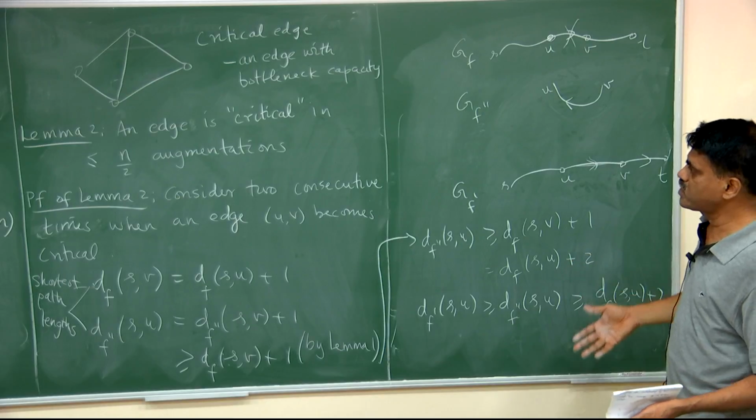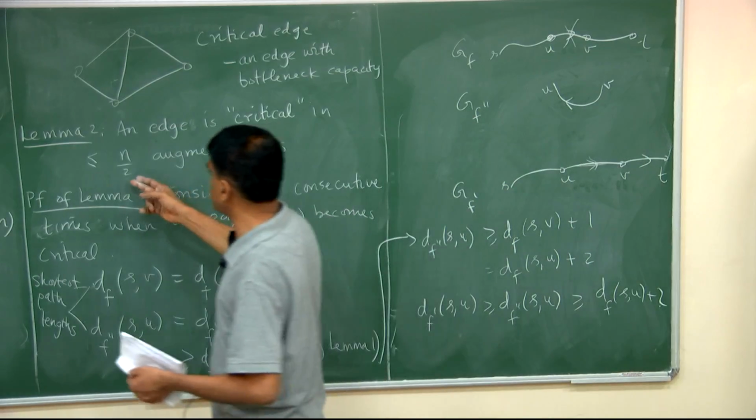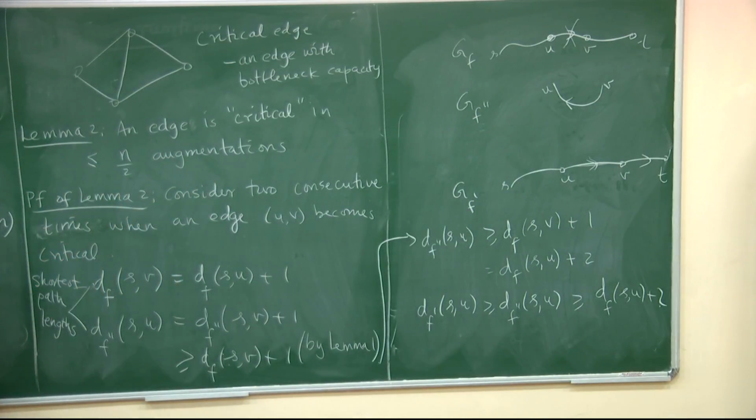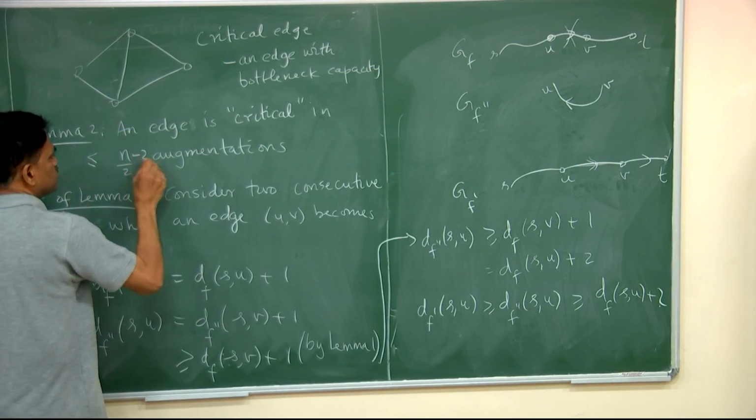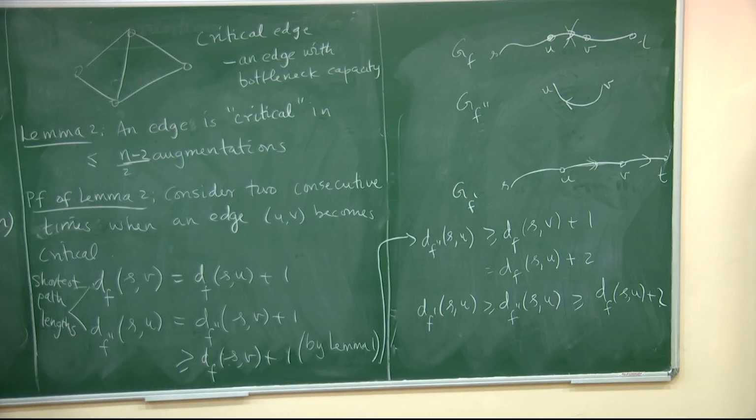So it cannot become critical in more than n by 2 augmentations. Actually, more precisely, n minus 2 by 2 augmentations, because by that time the shortest path length would reach n minus 2, and it cannot go beyond that.